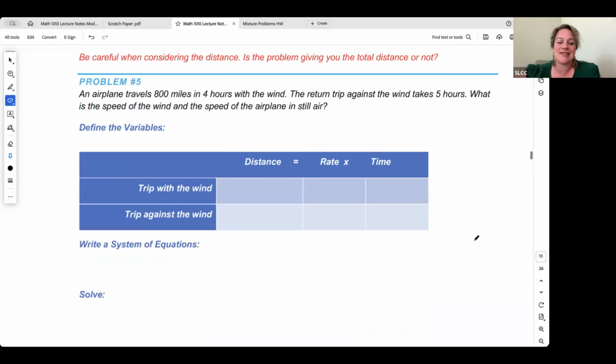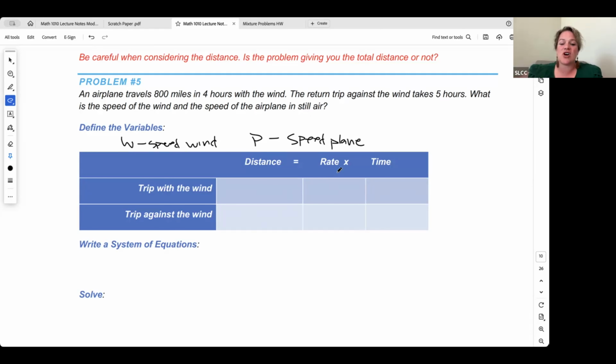An airplane travels 800 miles in 4 hours with the wind. The return trip takes 5 hours. What is the speed of the wind and the speed of the plane? So you're seeing your two variables right there. Let's define those two variables. We'll call W the speed of the wind, and P the speed of the plane.